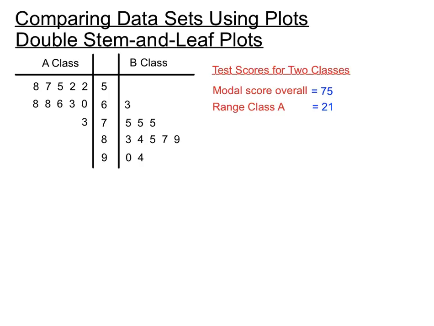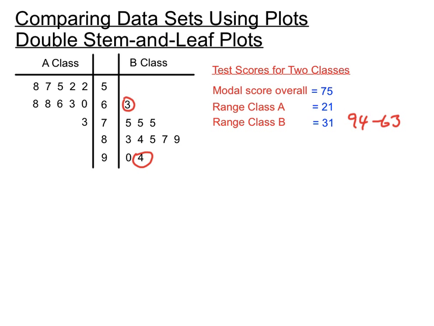The range, which is a measure of the spread of scores, we can do a range for class A, and the range is the highest score minus the lowest score. So we've got 73, take away 52. 73 minus 52 will give us our 21. So that's our range of scores of 21 in class A. We could do a range for class B. The highest score is 94 and the lowest score is 63. 94 minus 63 gives us a range of 31.